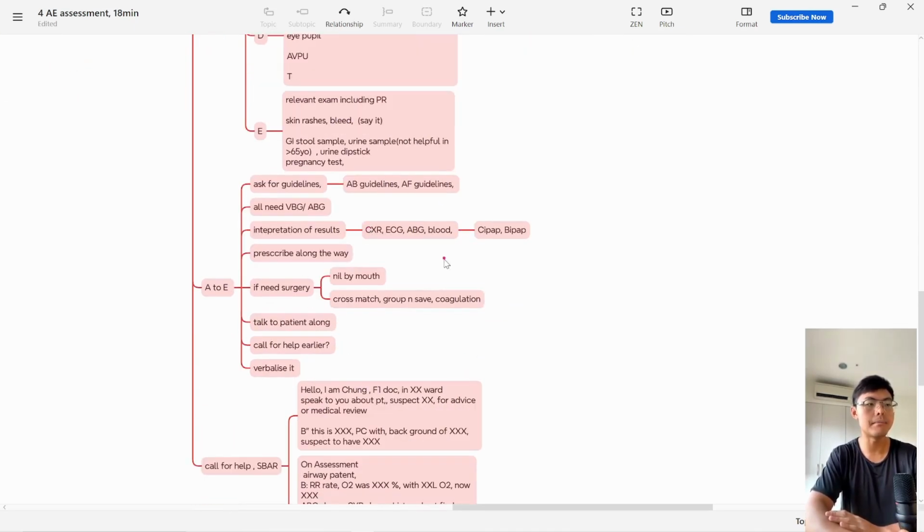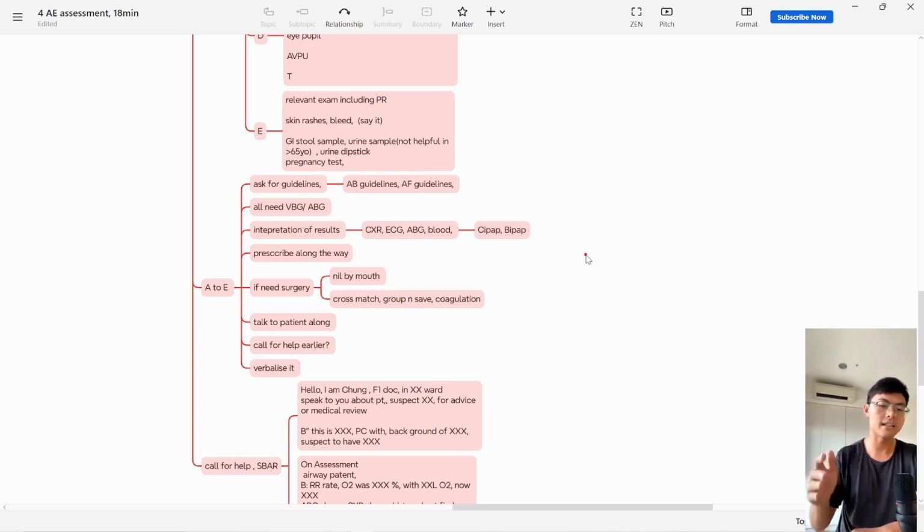Some things to remember during the process is that you can ask for guidelines. So that includes antibiotic guidelines, for example, aspiration pneumonia guidelines, and pneumonia guidelines, I'm not sure whether they will be able to provide you. AF guidelines for sure, upper GI bleed guidelines, major hemorrhage protocols, MI probably, all kinds of things. So you can ask for guidelines.